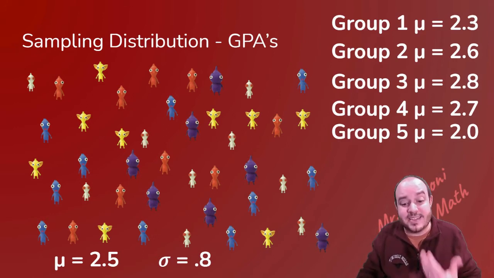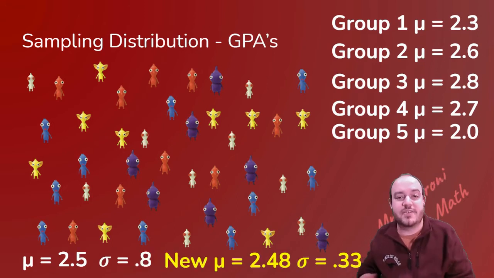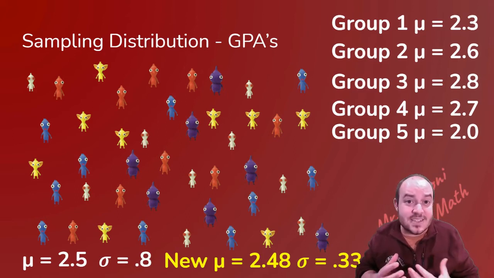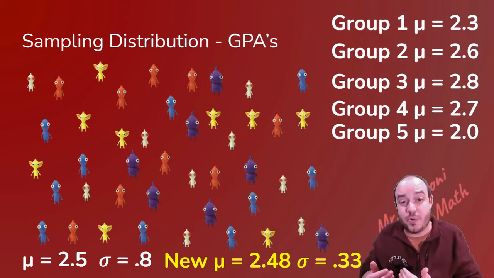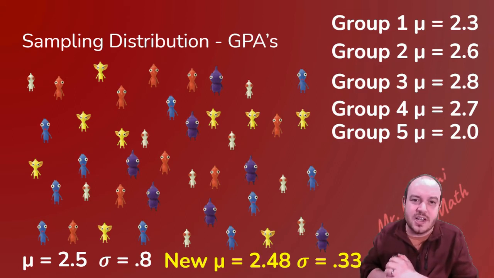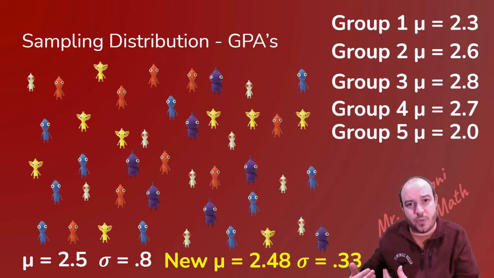And in fact, I went ahead and did that, and you can see that the new mean is 2.48 and the new standard deviation is 0.33. Now notice, the mean is still very similar to the original one. We went from 2.5 to 2.48. They're almost essentially the same. But we can't say that about the standard deviation, because the standard deviation dropped from 0.8 to 0.33.